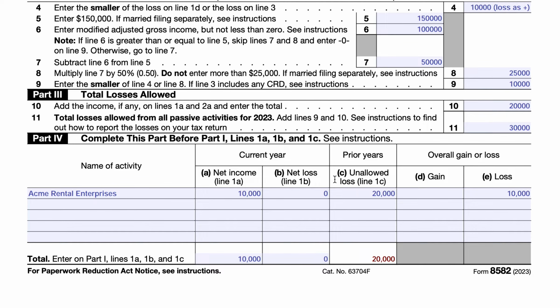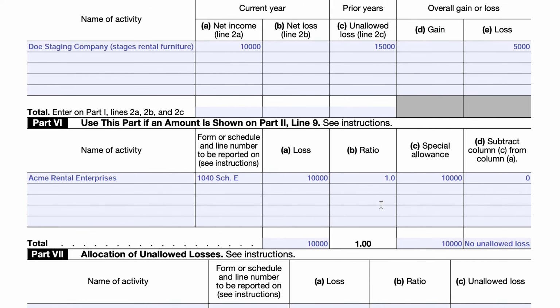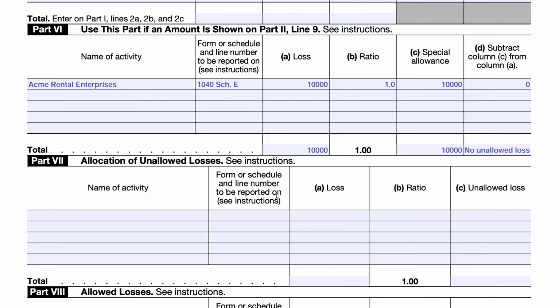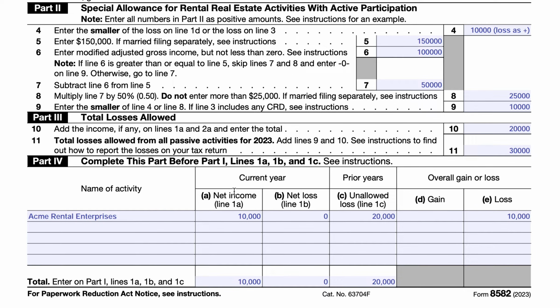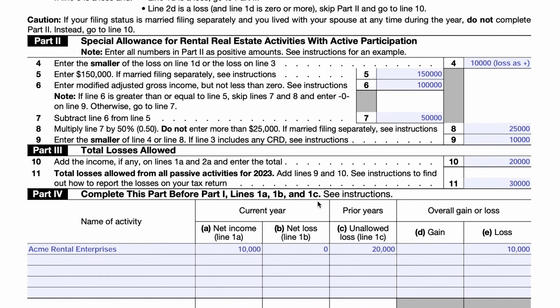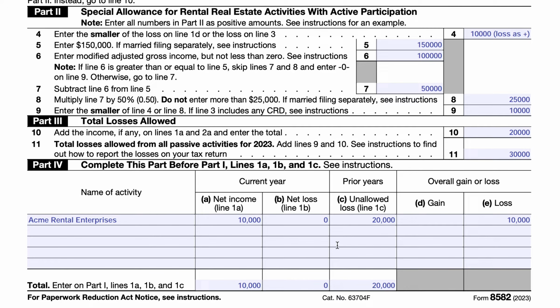This is an unallowed loss carried over from prior years, which you would probably get from part 7, the breakdown or allocation of unallowed losses. You would go back to your prior year Form 8582 to see what you are supposed to carry over from the prior year. And then you do the math over here. This ends up being an overall loss of $10,000.